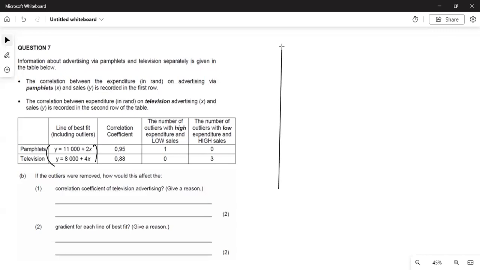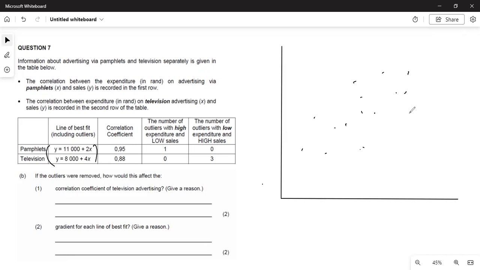So in terms of the graph, we have something that looks like this. So I want us to look at what those two different outliers do. If we have a gradient over there, this is without the outliers. And now, the first part is where the expenditure is high, but the sales are low. So here's a high expenditure, but low sales.